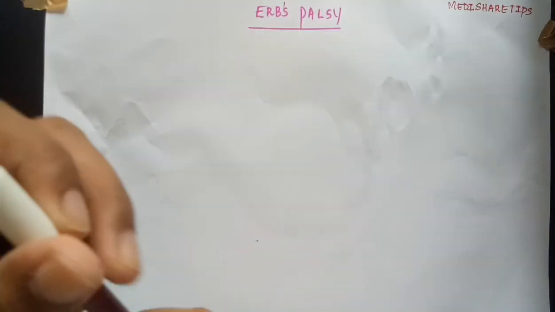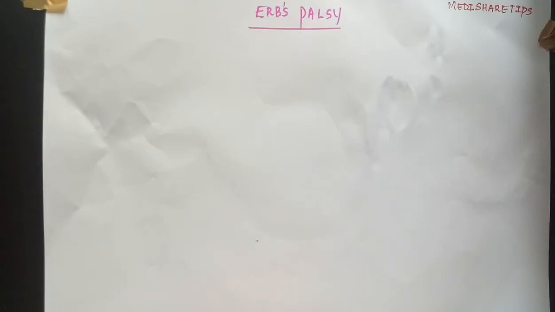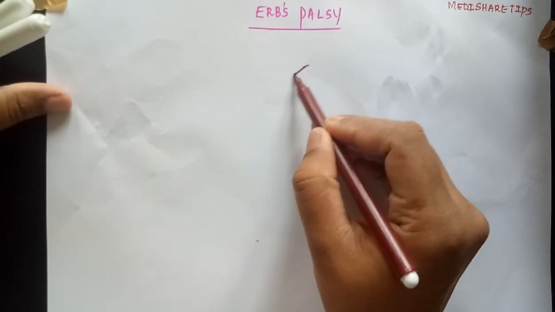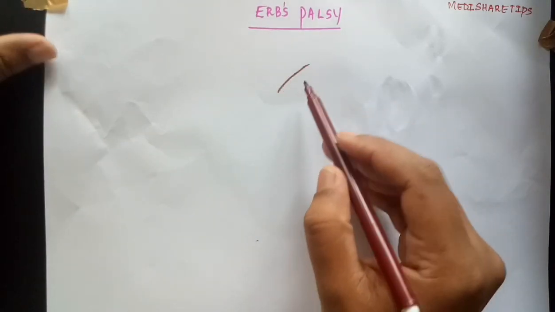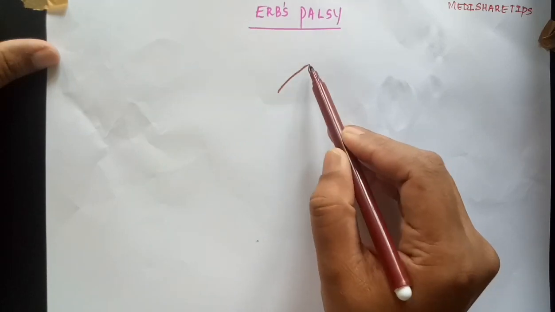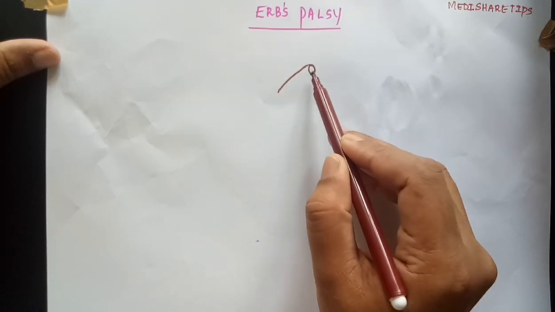Today we will be discussing Erb's palsy. So first, what is Erb's point? Erb's point is a point on the upper trunk of the brachial plexus. We'll draw the upper trunk of the brachial plexus.